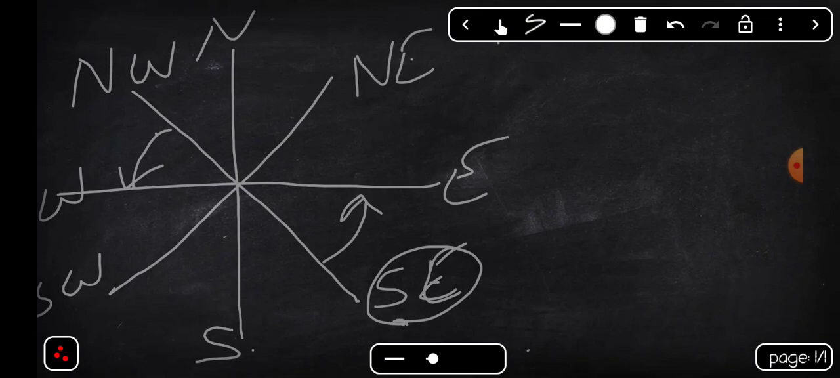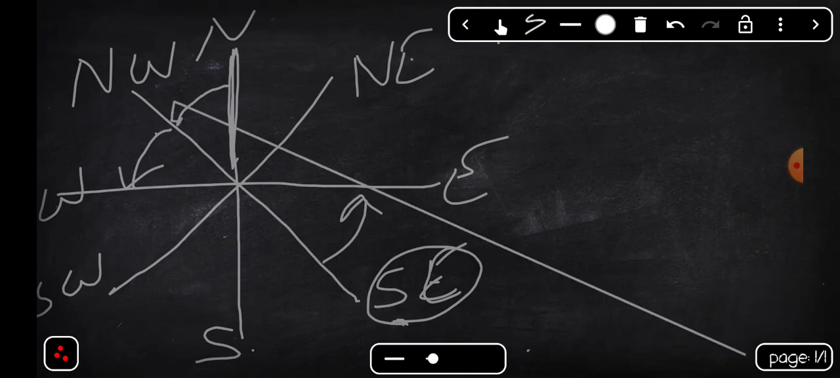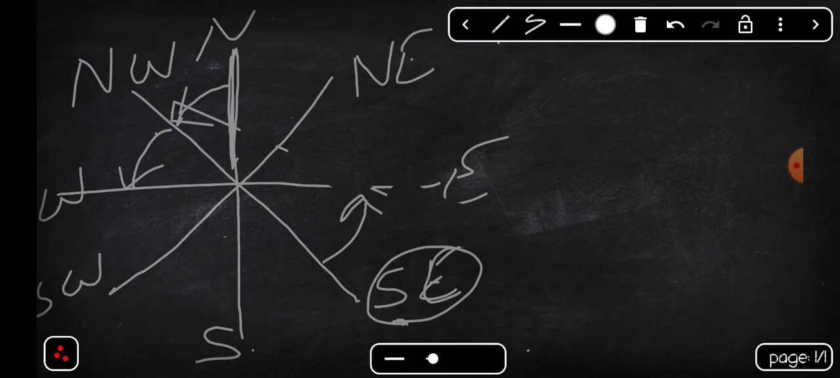Then what will north be called? It also goes one point towards the anti-clockwise. Then what will be its direction? It will be northwest. Sorry, it will be northwest.